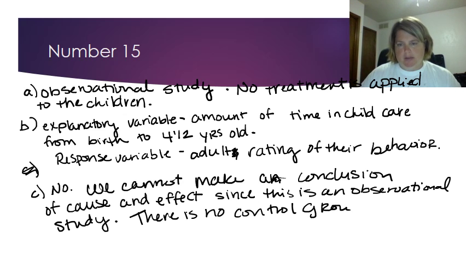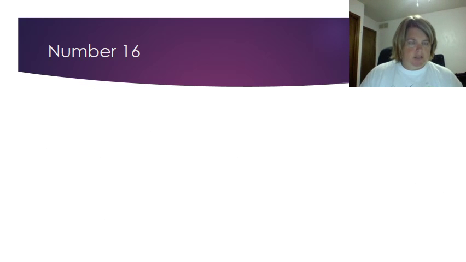Another problem here is if you read this problem, you can see that there could possibly be a lurking variable. And that's just the differences in how the adults would rate the children's behavior, right? Some adults are more patient than others, and so that may affect how the ratings were. So that's another thought to think of on part C. All right, so now let's look at number 16.